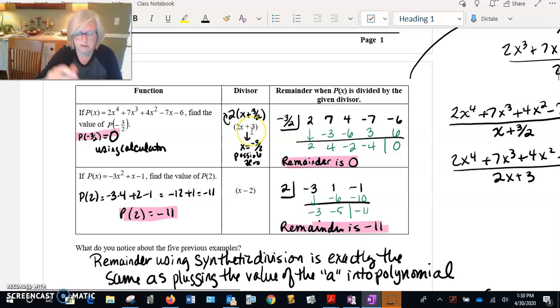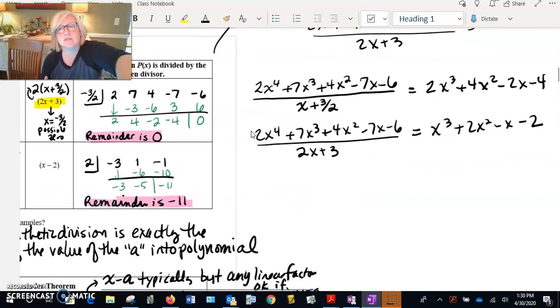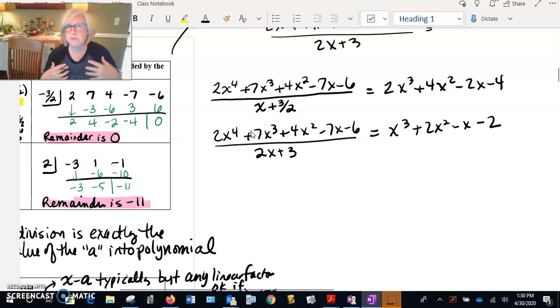Notice that this one that was in the center here, I wasn't really dividing by x plus a number. It had that extra coefficient in it. That doesn't even really matter, that still is going to have a remainder of 0. Now, I did a little side work over here because I just wanted to prove that to myself as I was doing it: if I divide the polynomial by x plus 3 halves, I get this. And if I divided it by 2x plus 3, that's the same as just dividing both sides of this equation by a half.